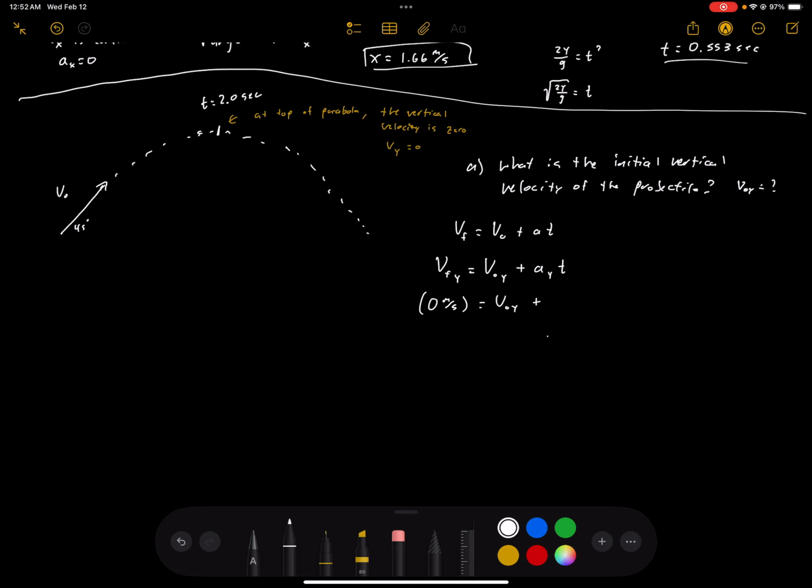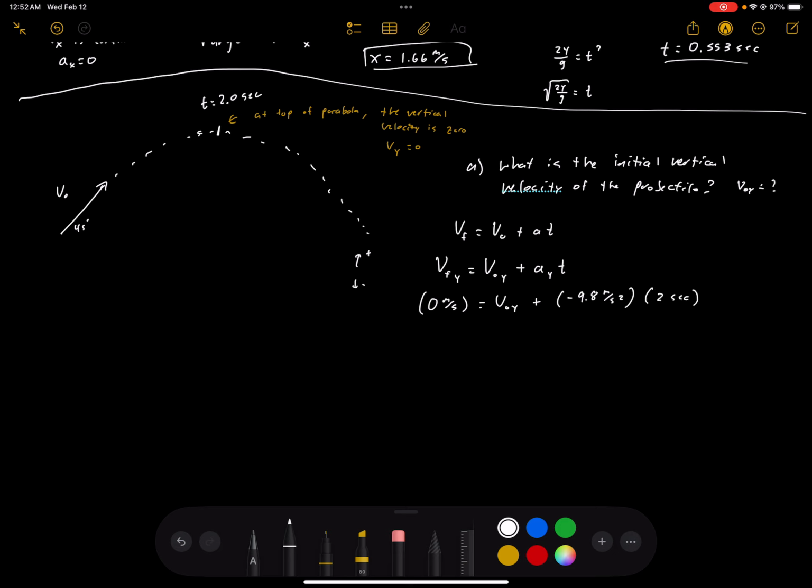And for the acceleration due to gravity, I'm going to call going up positive and going down negative for this example. Ultimately, it doesn't matter, as long as you're consistent, you're going to get the same answer. So here I have negative 9.8 meters per second squared, and then the time is going to be 2 seconds.